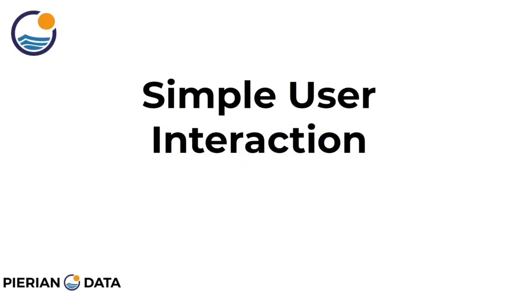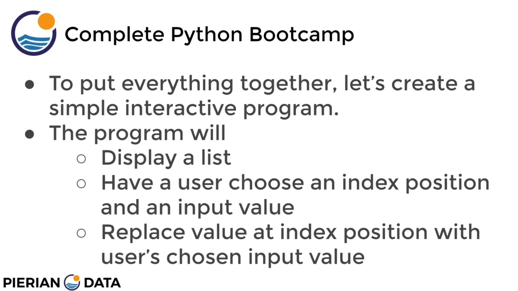Welcome back, everyone. To finalize this series of lectures, we're going to build a very simple game, which is essentially just an example of a simple user interaction. So we're putting everything together, and what this program is going to do is display a list consisting of just 3 items. Then we're going to have the user choose an index position and an input value.